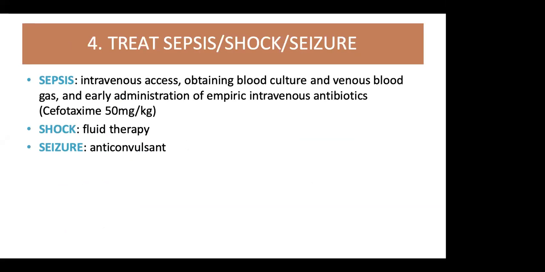So the next step is, if the patient is in sepsis or shock or seizure attack, we must also treat this before we move on to the next step. For example, in sepsis, we secure the IV access, and then we take blood culture and blood gas, and lastly administer empirical IV antibiotics, for example, cefotaxime. If the patient is in shock, we give fluid therapy, and if the patient is in seizure, give anticonvulsant, for example, diazepam.